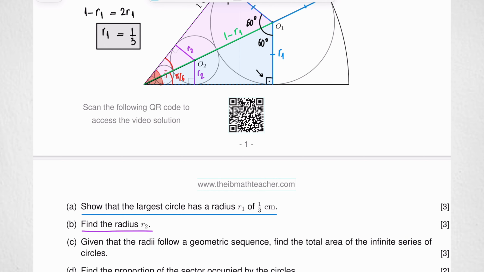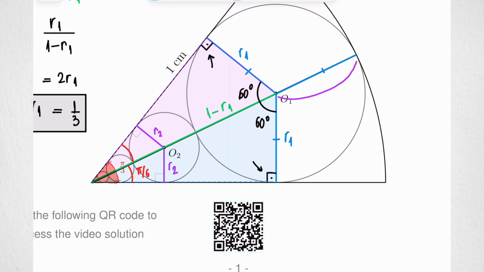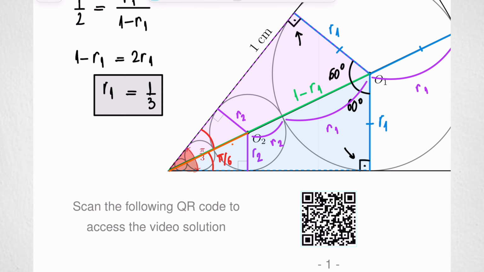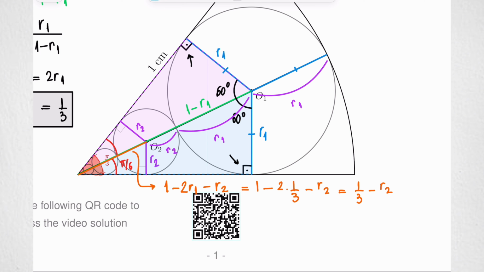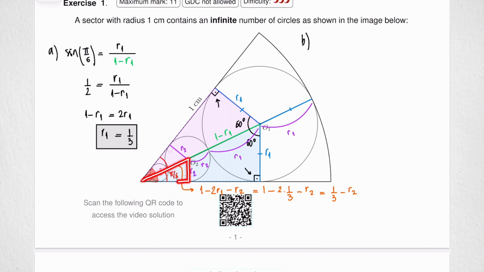For question B, we need to find the radius r2, and we're going to use a similar strategy, which means using sine. But now we just need to be a little bit more careful in finding the hypotenuse for that specific triangle. Given that this is r1, this is r1 as well, and this is r2. This new hypotenuse, this orange one, is 1 minus 2 r1 minus r2, which means 1 minus 2 times 1/3 minus r2, that is, 1/3 minus r2.